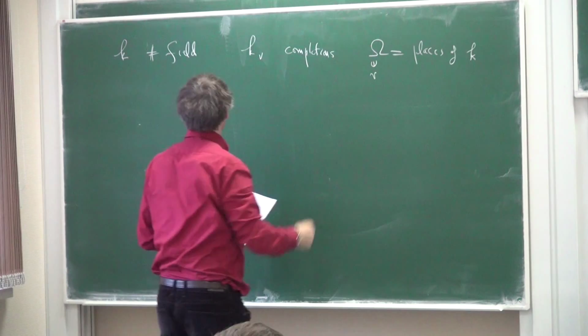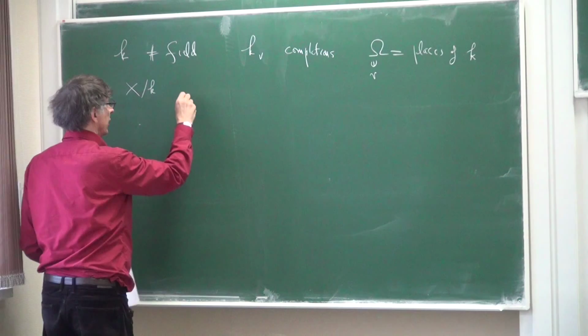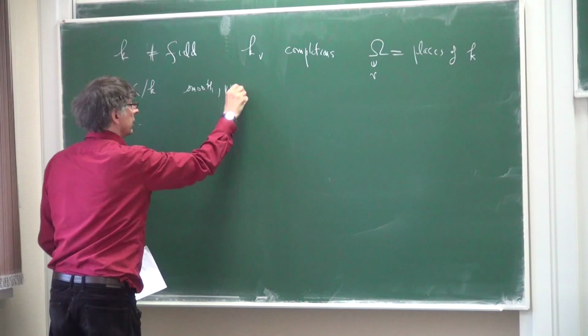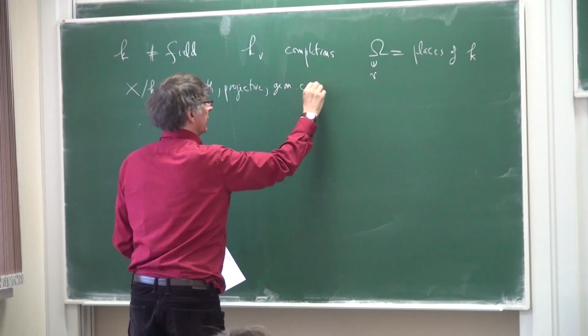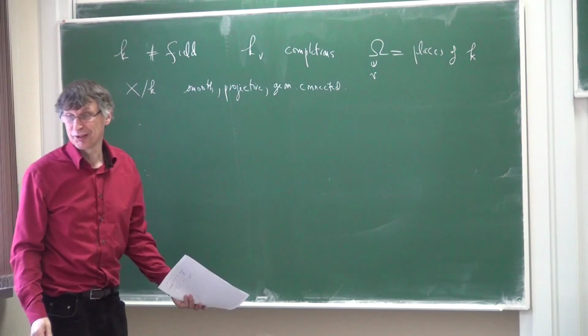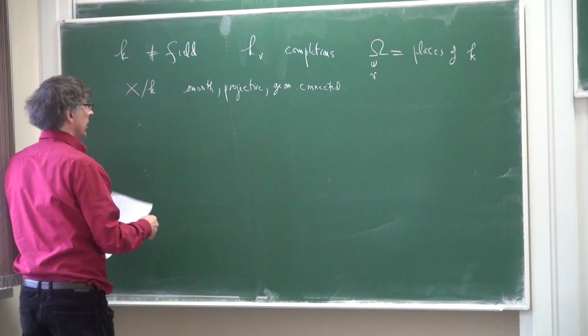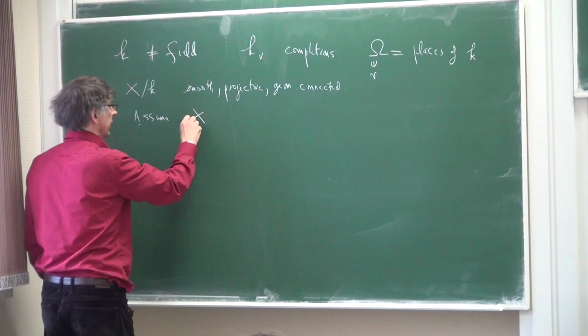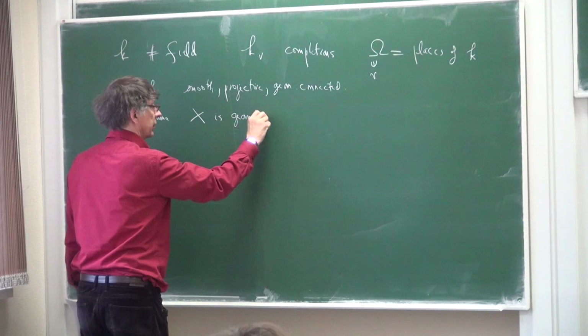And then we have a variety X over K, and most of the time it will be smooth, projective, geometrically connected. Some people call this nice, but I don't like the expression, so I tend to say everything. And then we assume we're interested in the following case, that X is geometrically rationally connected.